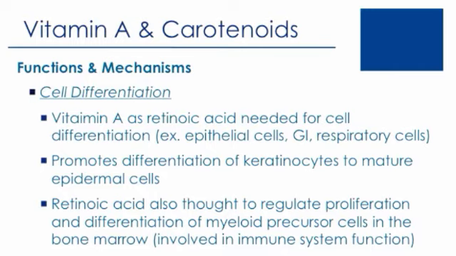So we see additional functions and mechanisms of vitamin A. Vitamin A as retinoic acid is needed for cell differentiation. We see it promotes differentiation of keratinocytes to mature epidermal cells. Also, the retinoic acid is thought to regulate proliferation and differentiation of the myeloid precursor cells in bone marrow, which is involved in immunity, so immune system function.